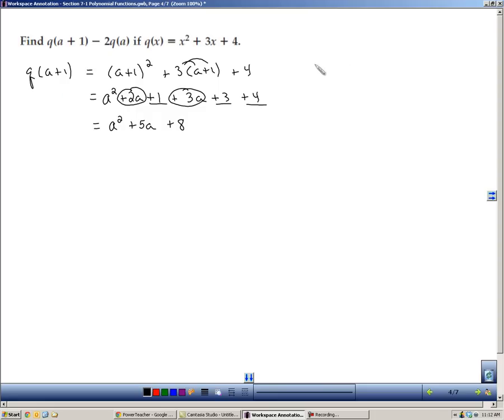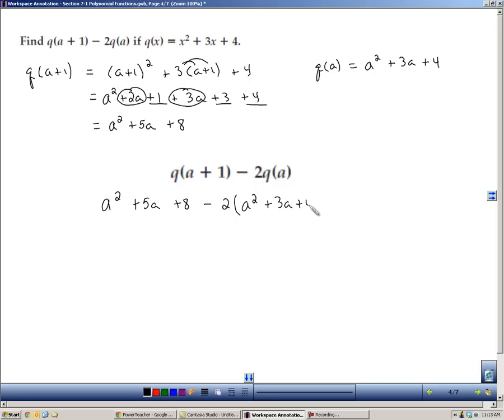Now I'm going to go over here and find out what q of a is. And that means take all the x's and replace them with a's. So this trinomial is what q of a is. So now I'm going to take and see what q of a plus 1, which I know is a squared plus 5a plus 8, minus 2 times q of a, which is a squared plus 3a plus 4.